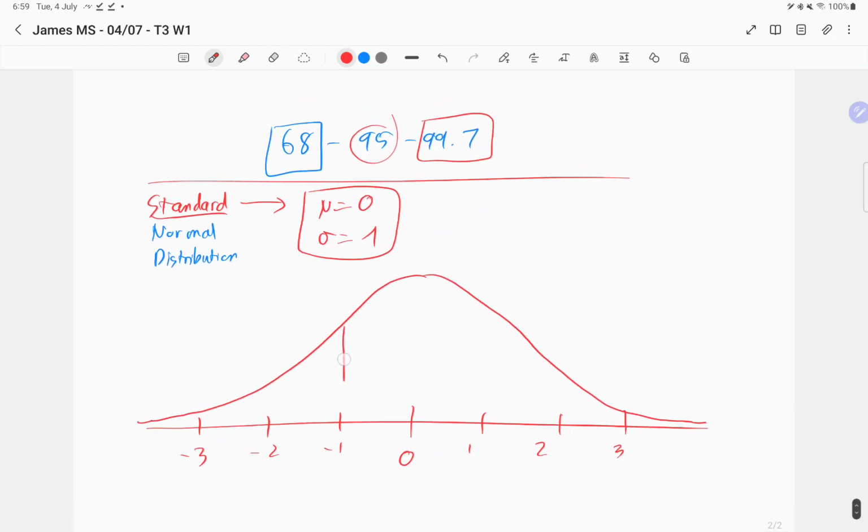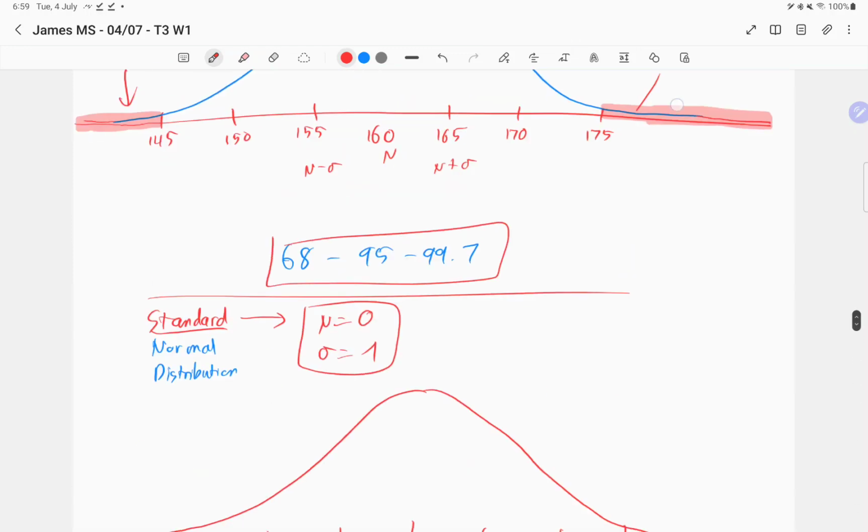So same rule, plus minus 1 will be 68%. Which is what we saw in the graph earlier. Okay, and then plus minus 2 will be 95 and 99.7. So this rule applies for any normal distribution. Standard normal distribution is still following the same rule.